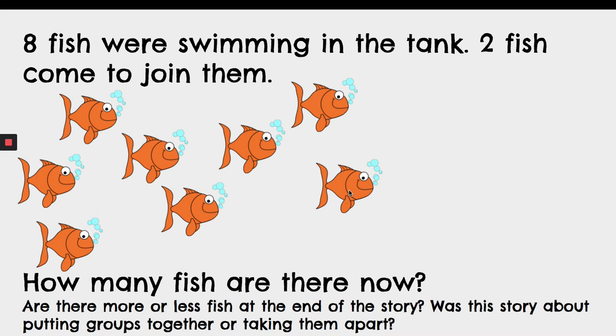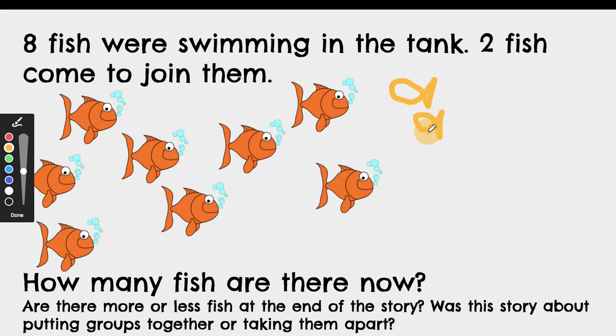Tenemos 8 peces ahora en el agua. Okay? 2 fish come to join them. So 2 more fish come and they swim with them. 2 peces más vienen para nadar con ellos, con los primeros 8. Ahora, ¿cuántos tenemos? So, we're going to look at our equation and we're going to add 2 more fish.